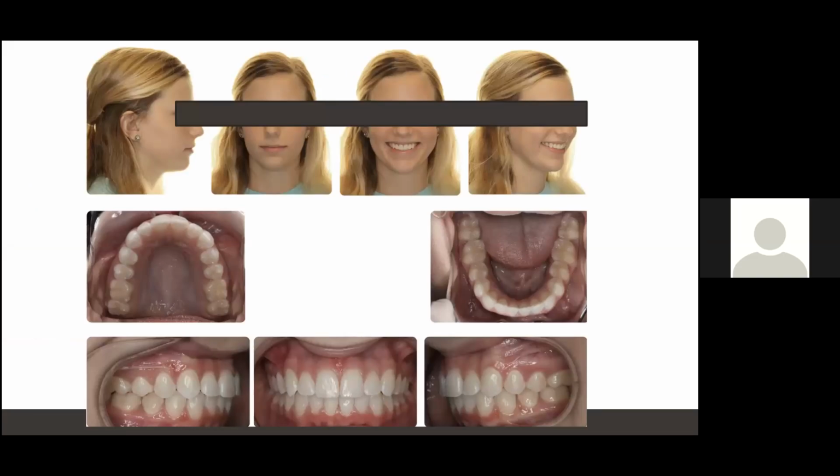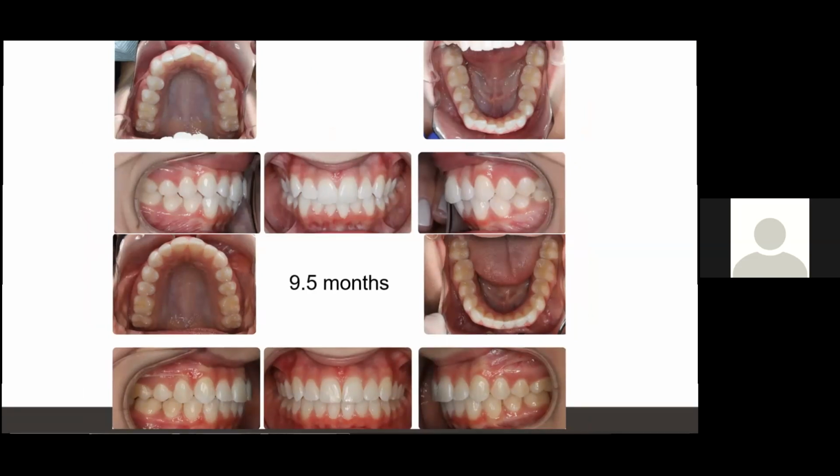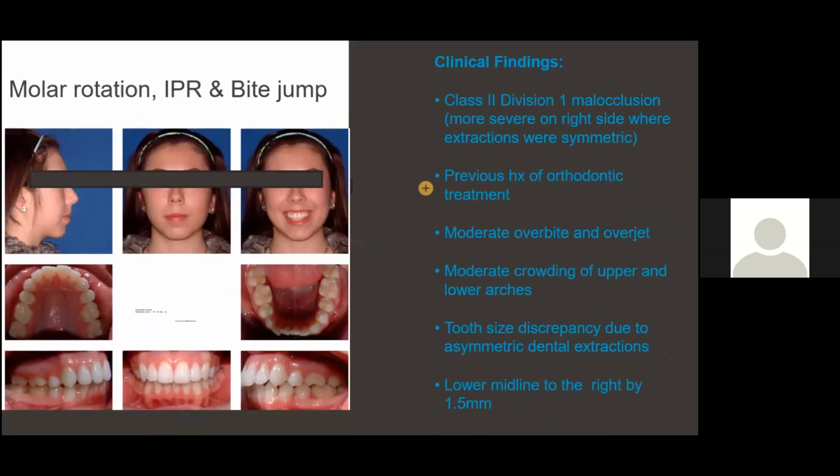But this is this young lady treated at 9.5 months with molar rotation correction and IPR only. And I'm going to show another case just showing you how to do that again. So apologize for the technical glitch, but when we crashed there a second ago, I think it reset the links. So this is another patient, again, similar considerations where IPR will be needed due to flaring of the lower incisors and again, molar rotation correction.